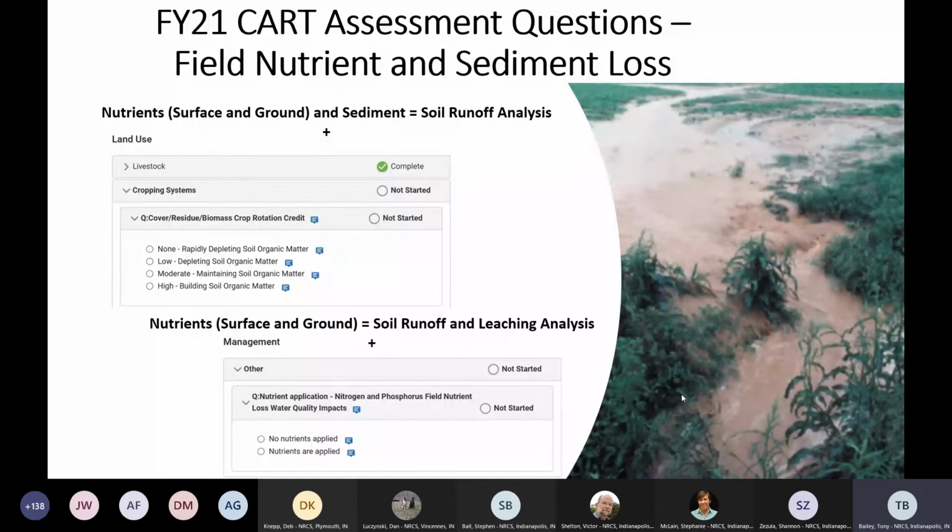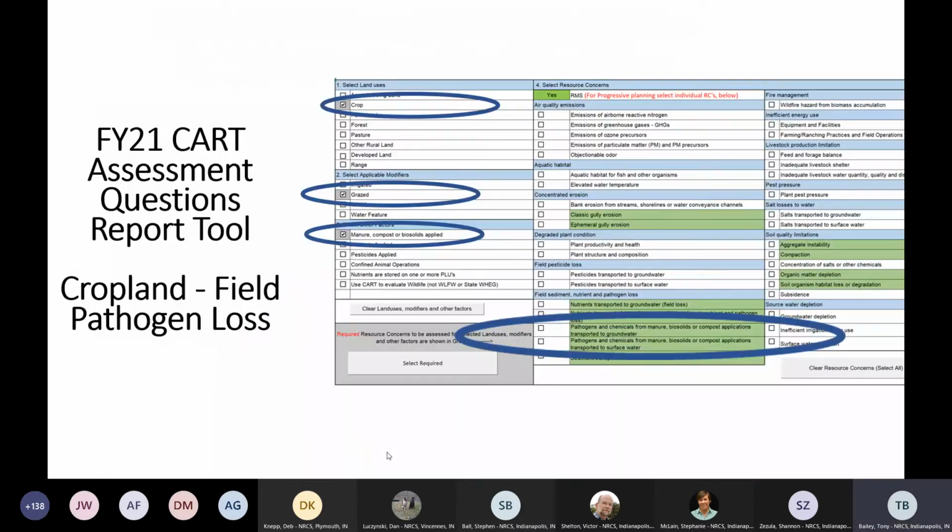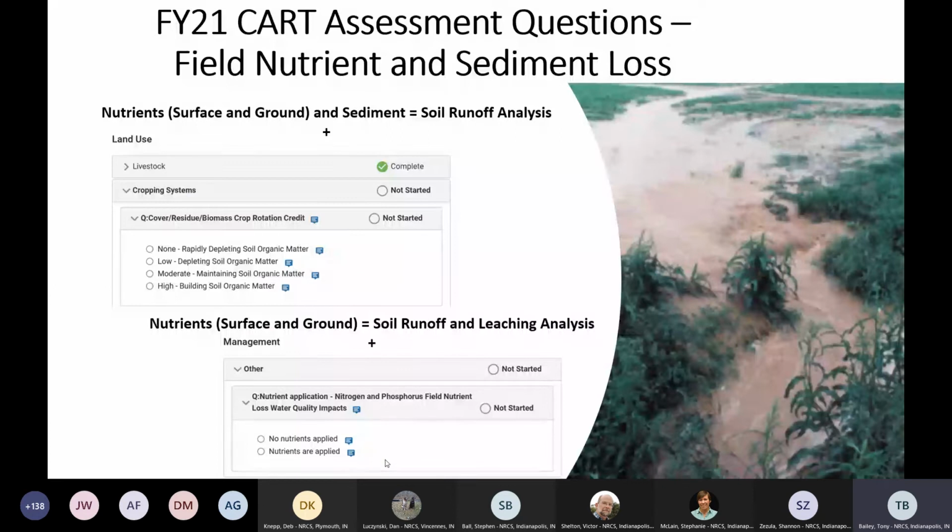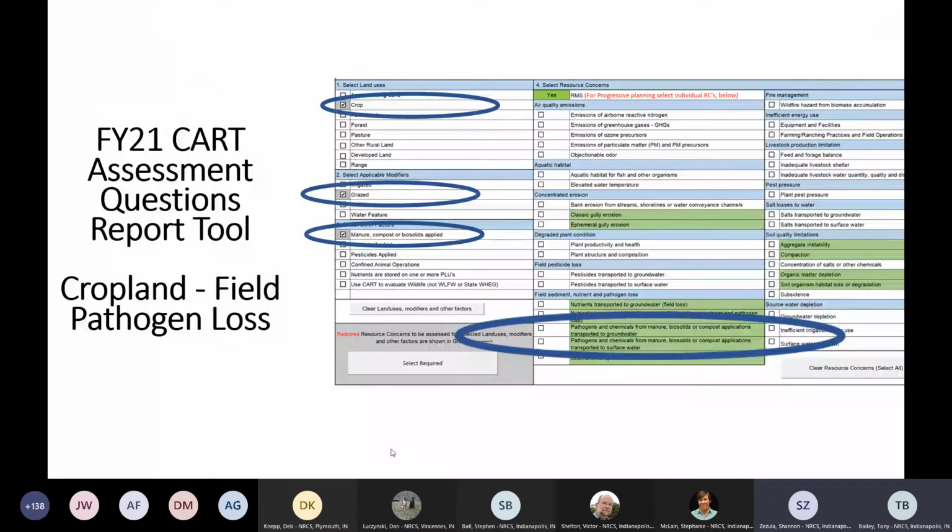And then for the sediment, the runoff analysis, the assessment pulls from the cover, the residue, the biomass, crop rotation questions. I think Stephanie alluded to some of this a little bit previously, that there's some of these other assessments, the questions that get pulled into other sections, other resource concerns. Any more to add on nutrient sediment loss, Shannon? Nope. If there's any questions. All right.